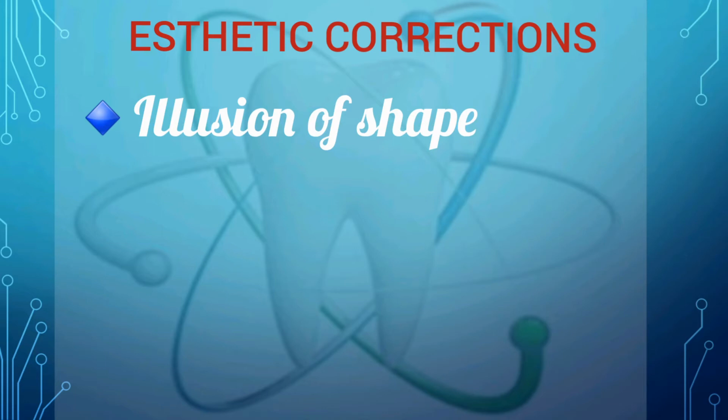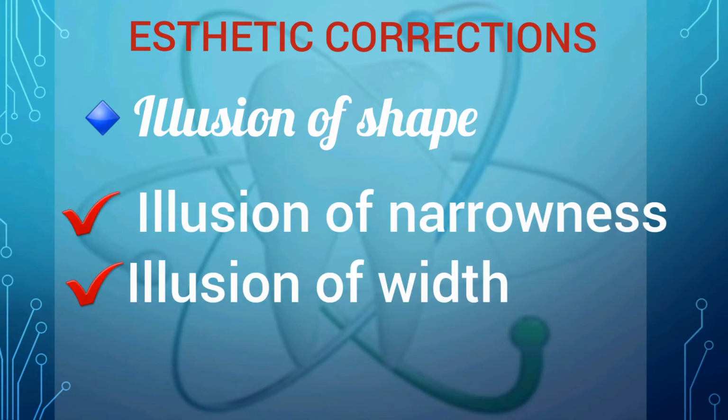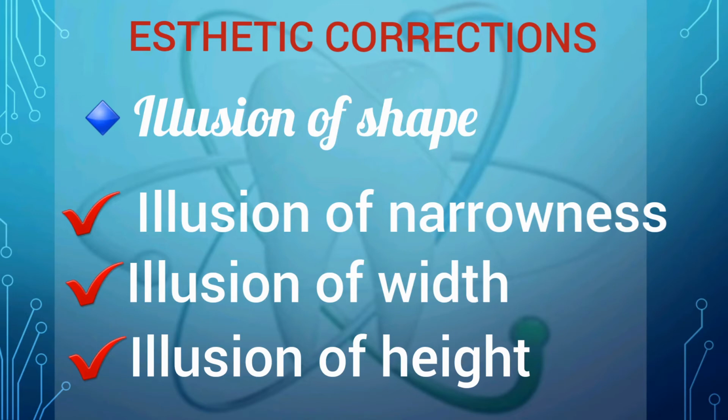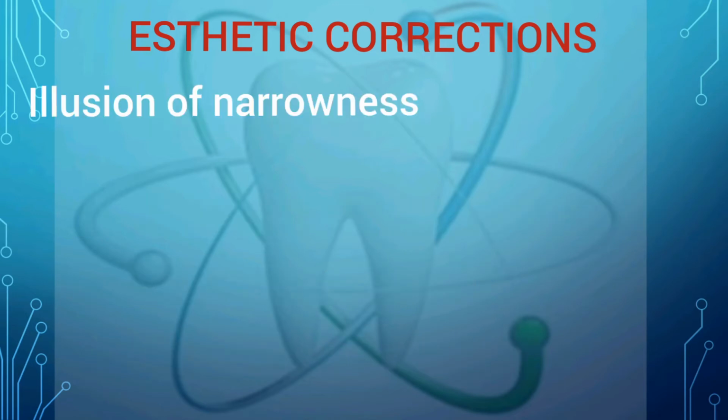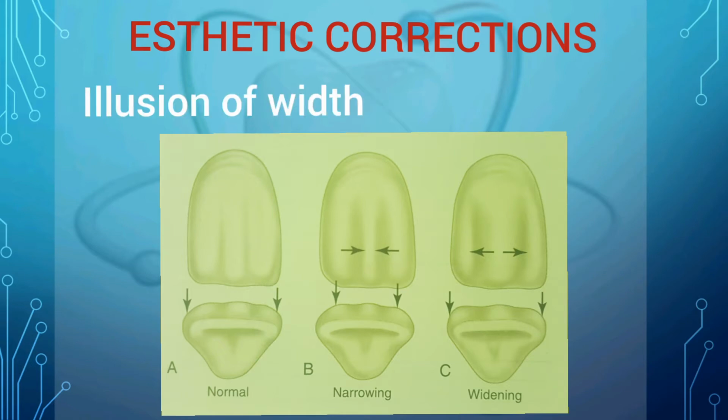So, the illusion of shape includes the illusion of narrowness, the illusion of width, and the illusion of height. Compared to the normal tooth contours, a tooth can be made to appear narrower by positioning the mesiofacial and distal line angles closer together. While coming into the illusion of width, similarly, greater apparent width can be achieved by positioning the line angles and developmental depressions further apart.